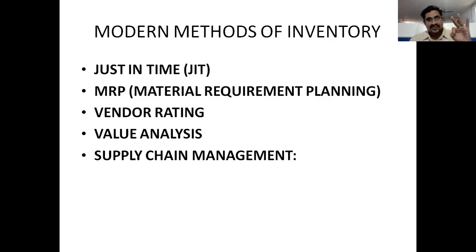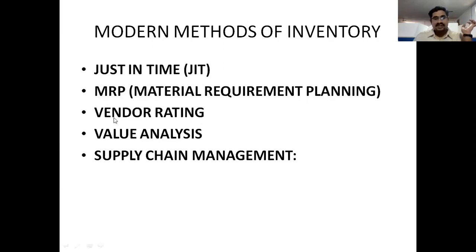For these three purposes, we need to plan how much material we require. That is called MRP. Once again, planning for how much material we need to have, planning how much material we require to meet the customer orders, that is called MRP. It is another modern technique of inventory management.